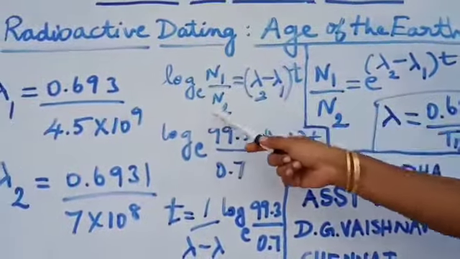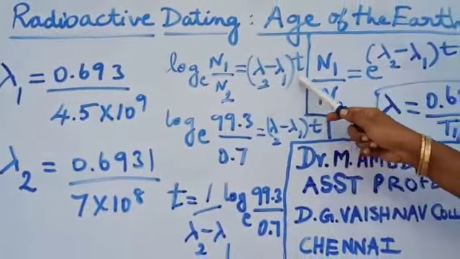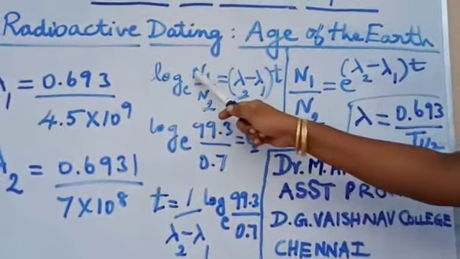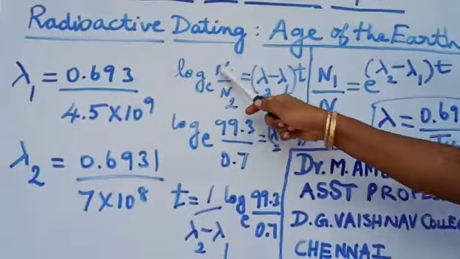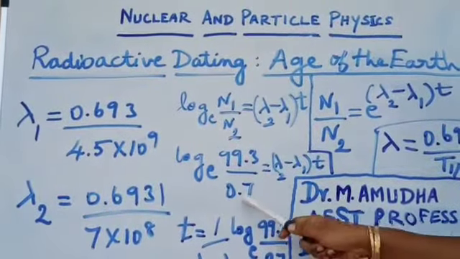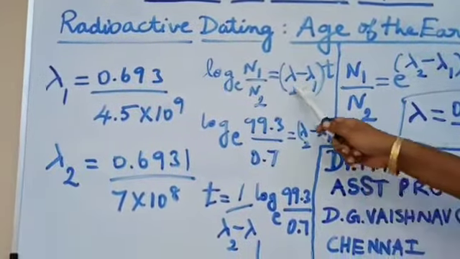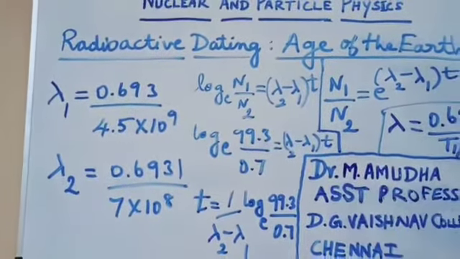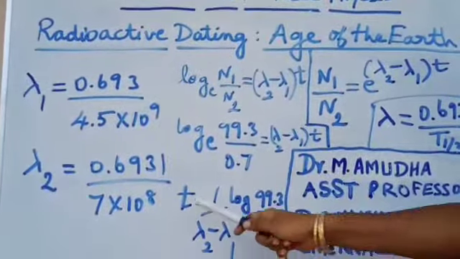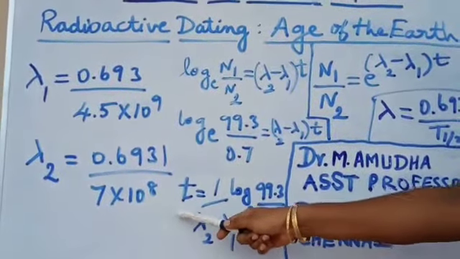So taking log on both sides, this becomes log e (N1 by N2) is equal to (λ2 minus λ1) into T. You already know the relative abundance between the two isotopes, uranium-238 and uranium-235, is 99.3% and 0.7%. Substitute that. RHS remains the same, that is (λ2 minus λ1) into T, and rewrite this to find the formula for T. T is the age of the Earth to be estimated.